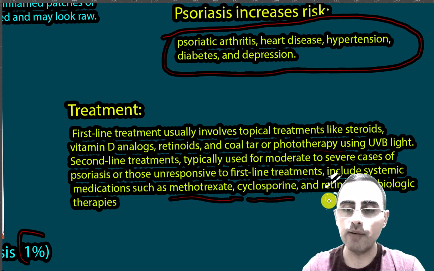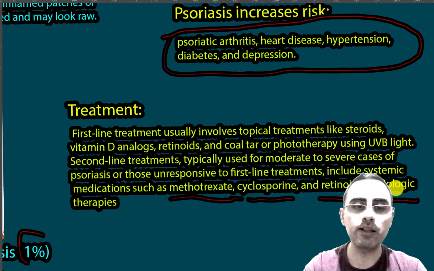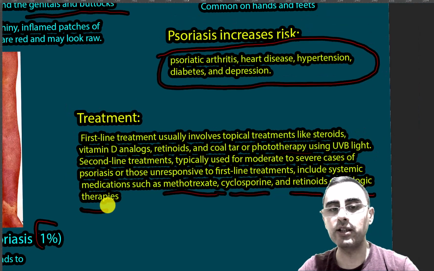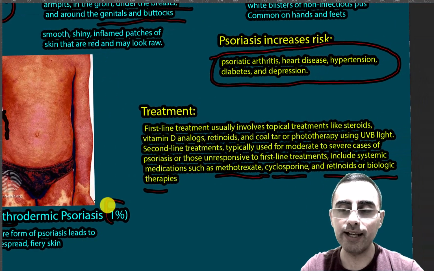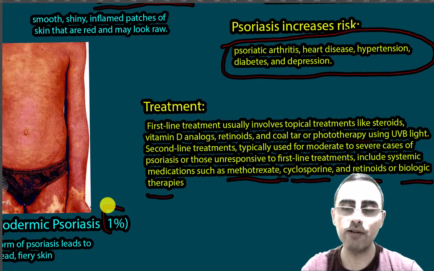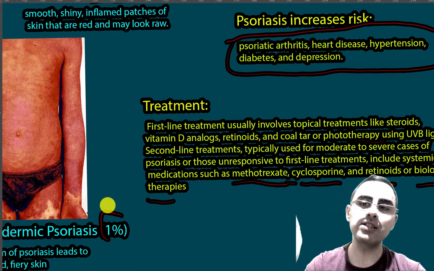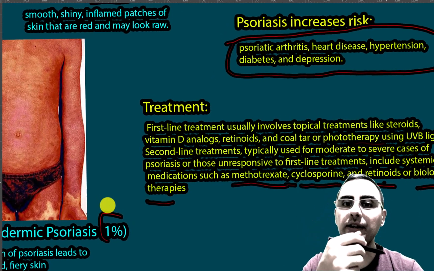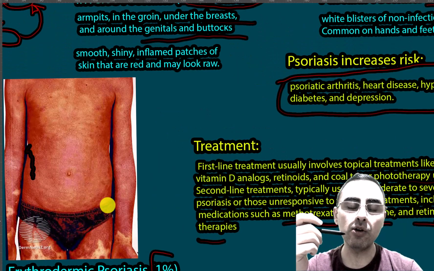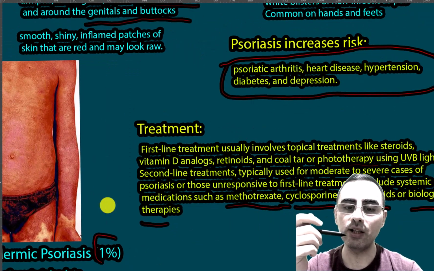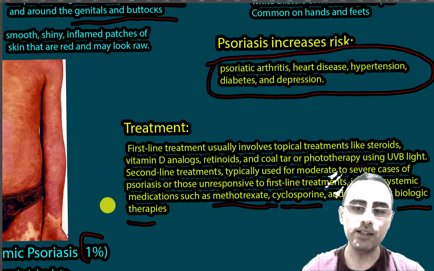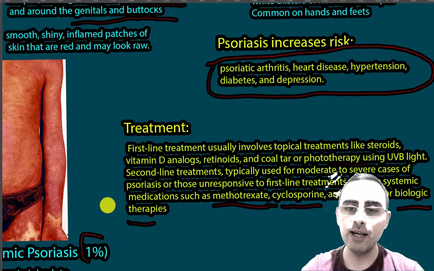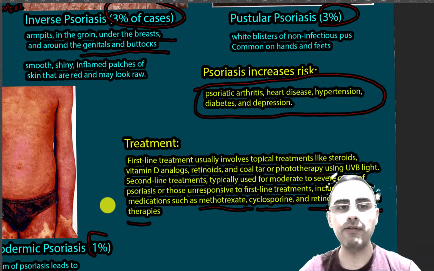cyclosporin, retinoids sometimes, and biologic therapy. Biologic therapy, for example, tumor necrosis factor inhibitors. Biologic therapy is really effective, but it has important side effects. So such systemic treatments are always kept for conditions when first line treatment is not effective. And first line treatment, again, is vitamin D analogs, retinoids, UVB light therapy, coal-tar, that's first line treatment.